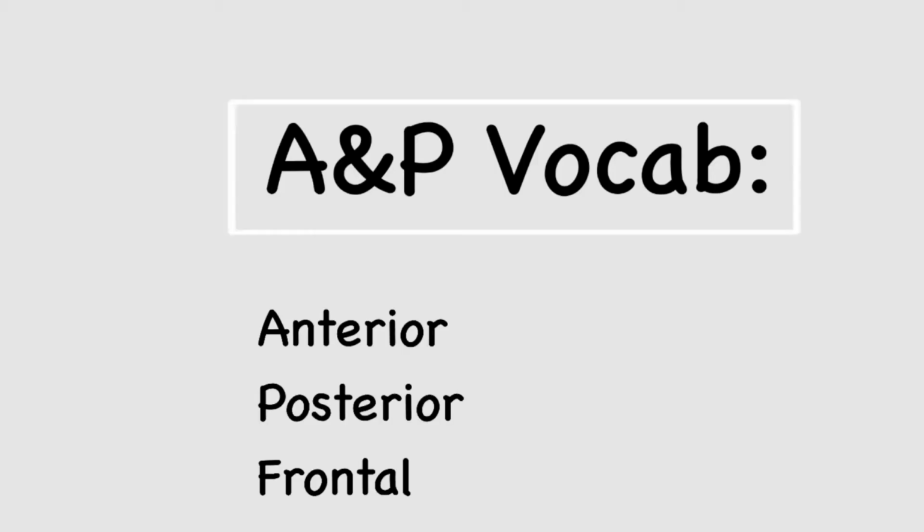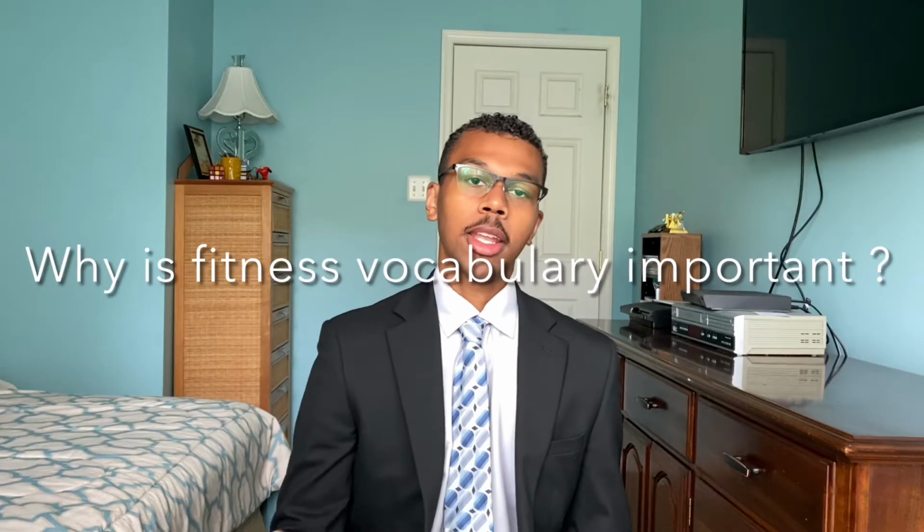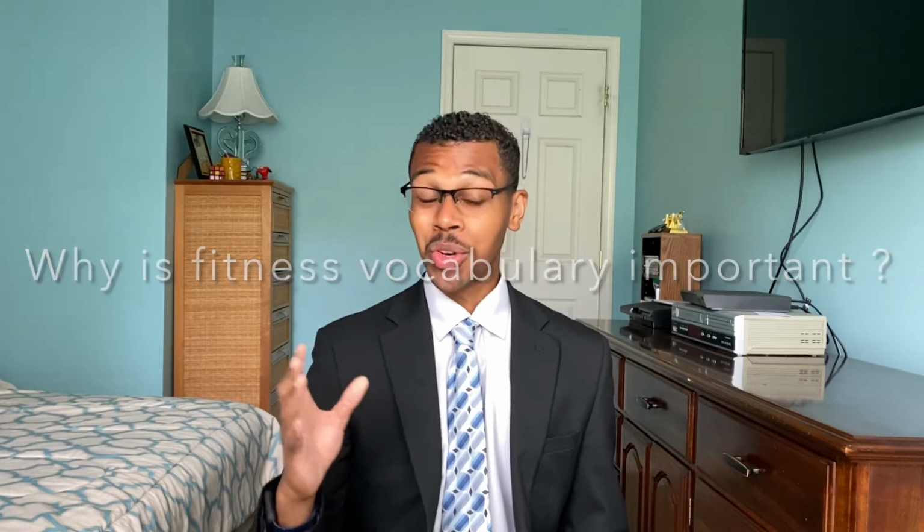So in today's video, we're covering 5 basic terms that are associated with anatomy, physiology, and fitness. Specifically, anterior, posterior, frontal, sagittal, and transverse. Now, the big important question is, why are these words important?